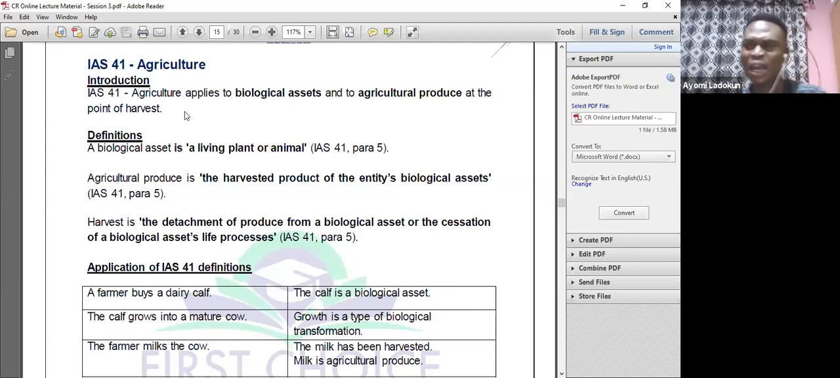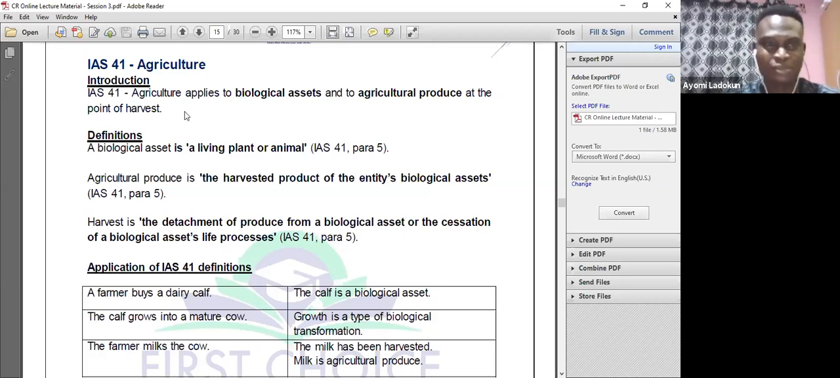Now, IAS 41 applies to two things, just two things. Number one, biological assets, and number two, agricultural produce. IAS 41 applies to biological assets and agricultural produce.